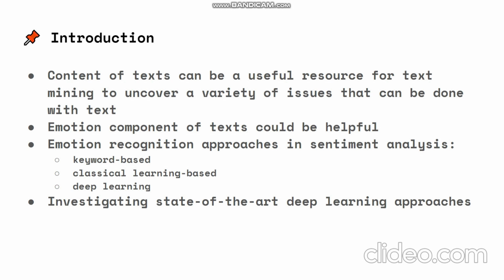The emotion recognition approaches in sentiment analysis are divided into several groups. The first group is keyword-based approaches. The keyword-based approach relies on finding occurrences of keywords in a given text and assigns an emotion label based on the detected keyword. The next one is the classical learning-based approach, and it is based on standard machine learning approaches such as SVM. SVM is the most used classification algorithm in the reviewed papers, which is a supervised machine learning algorithm, and it helps us to classify emotion by a certain group.